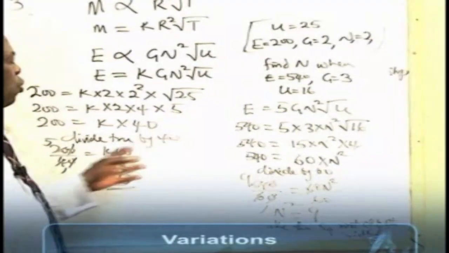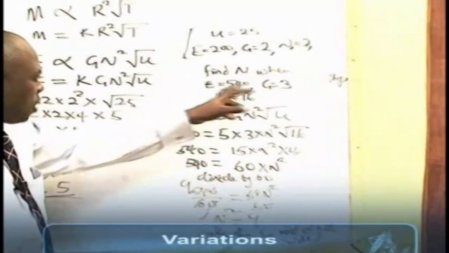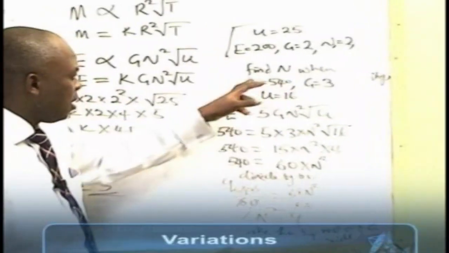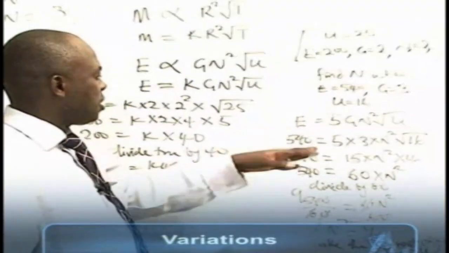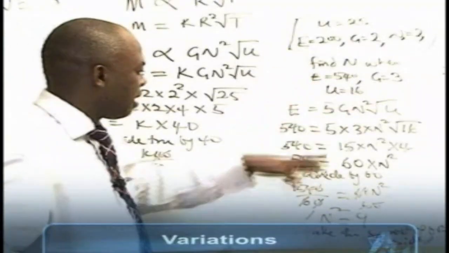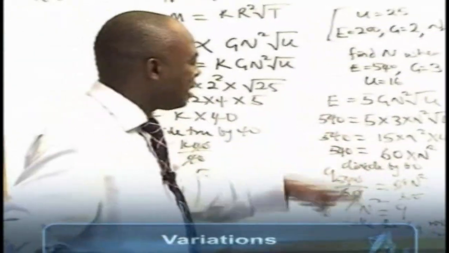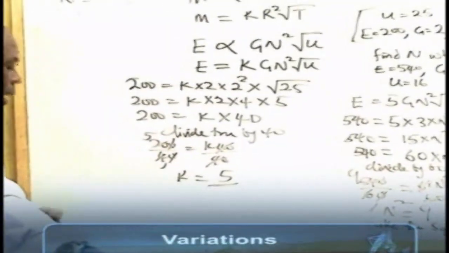Then you now use that constant you've gotten to determine n that the question is requiring from us. If E is 540, G is 3, and U is 16, when we substituted all of those values, these three values that were given, we were able to determine n. And our n, as we have gotten here, is equal to 3.